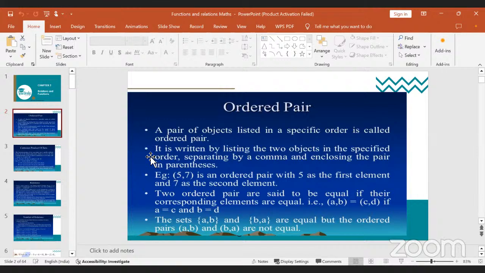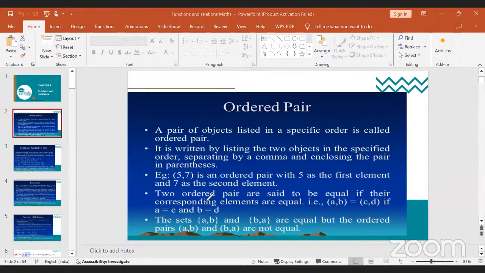If it is arranged, then it is what we call an ordered pair. And it is written as a list of two objects in the specified order, separated by a comma and enclosed in a pair of parentheses. For example, here 5 and 7 is an ordered pair with 5 as the first element and 7 as the second element. According to the rules, a comma is present between the two elements.